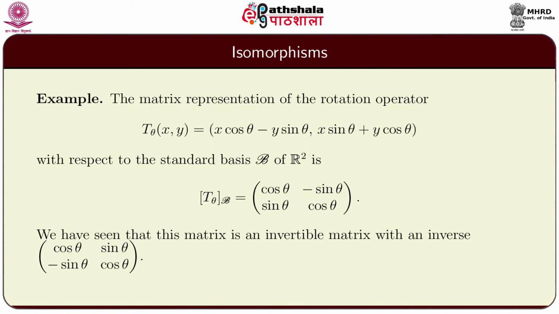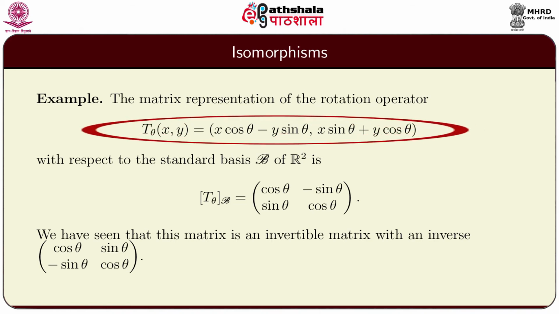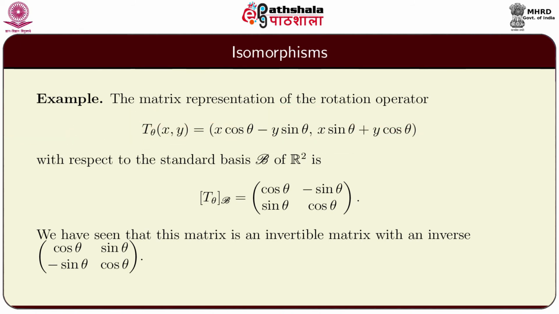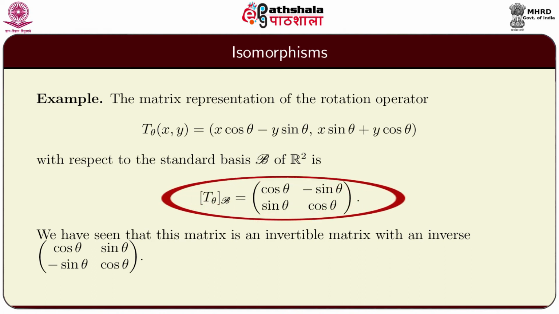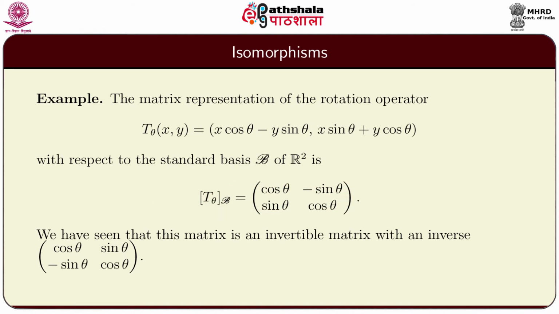Let us revisit the example of the rotation operator T theta from R2 to R2 given by T theta of (x, y) is equal to (x cosine theta minus y sine theta, x sine theta plus y cosine theta), and with respect to the standard basis B of R2, its matrix representation is cosine theta, minus sine theta in the first row and then sine theta, cosine theta in the second row. We have already seen that this matrix is invertible with the inverse cosine theta, sine theta in the first row and minus sine theta, cosine theta in the second row.